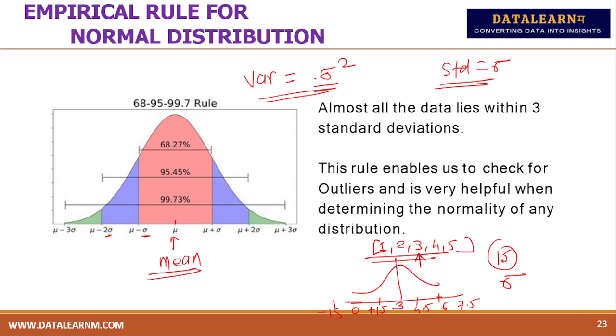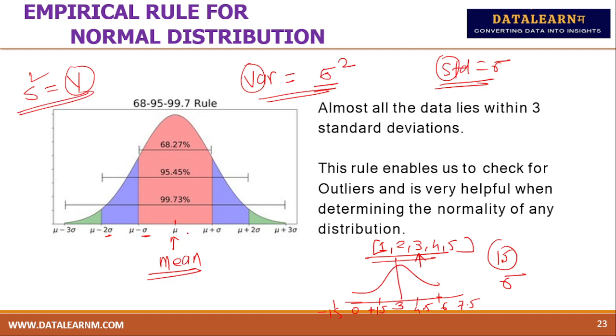How am I remembering this? S is coming first, after that V is coming, right? So who is bigger? V is bigger in the alphabet. So the same way I am remembering this: V is bigger, so S square will be the variance.